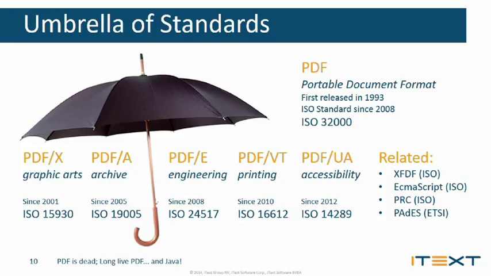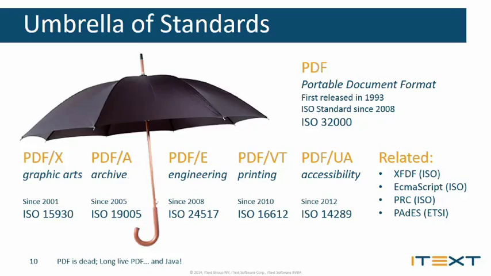Now, PDF is more than just PDF. It was first released in 1993 by Adobe. But Adobe handed the specification over to the AIIM in 2007 with the purpose to make it an ISO standard. And so the first core PDF ISO standard was ISO 32000, released in 2008.